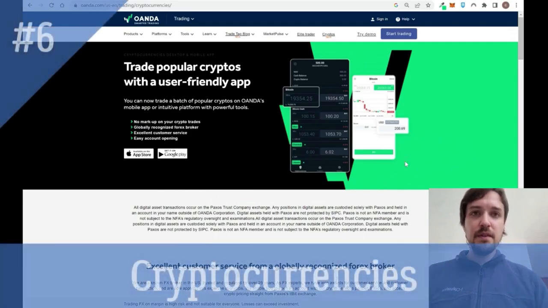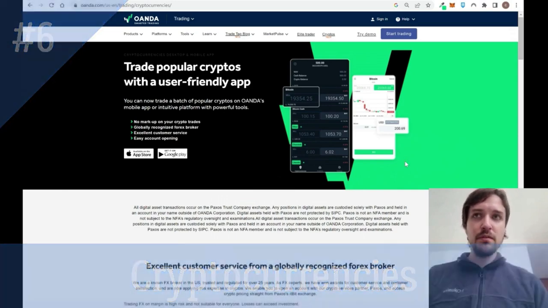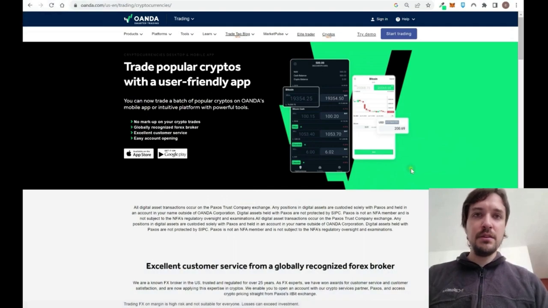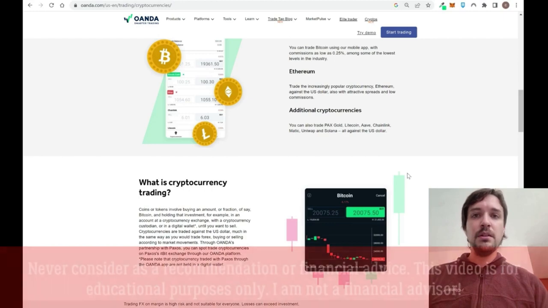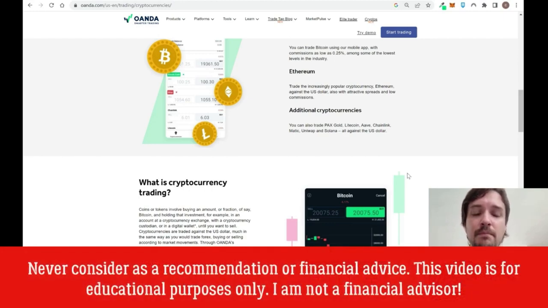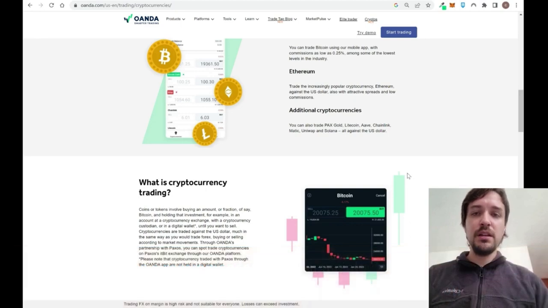Point number six, they introduce cryptocurrencies inside Oanda to trade with. So for example, you will have Bitcoin, Ethereum, and the 10 biggest cryptocurrencies to trade with. For example, Pax Gold. Pax Gold is a cryptocurrency that is attached to the price of gold. So if you believe that gold is going to go up because a crisis is coming, you can protect your money in that way.